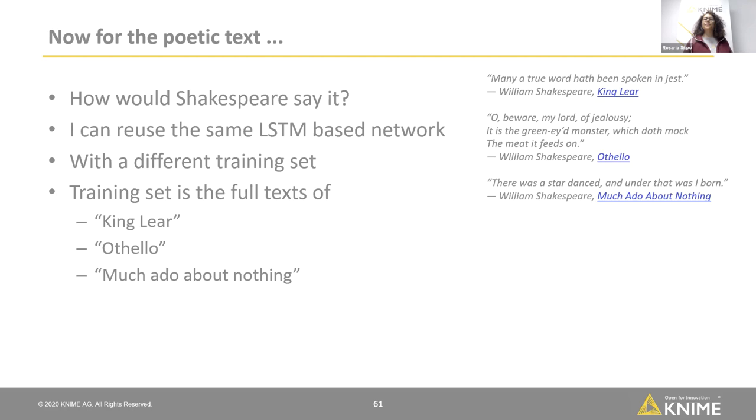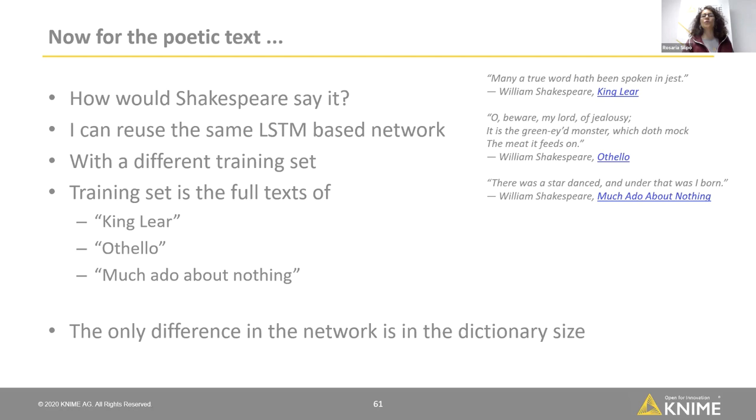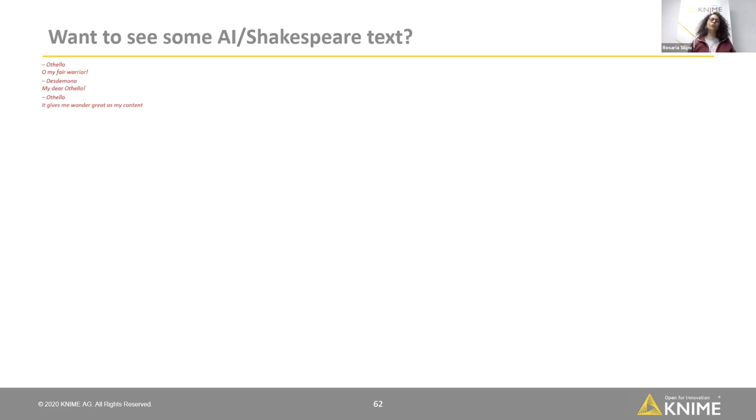Right, so let's see what the network, the same network, actually did to generate Shakespeare-like texts. We started first with a sentence that actually exists in the Otello, or in another tragedy, and we want the network to complete the scene.